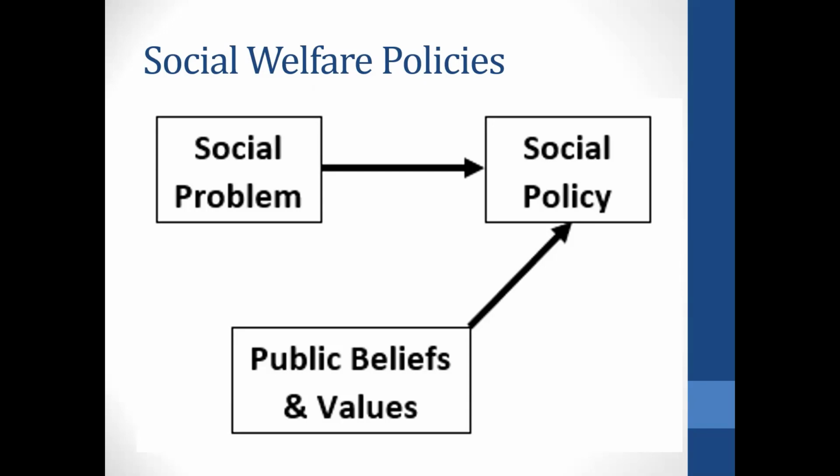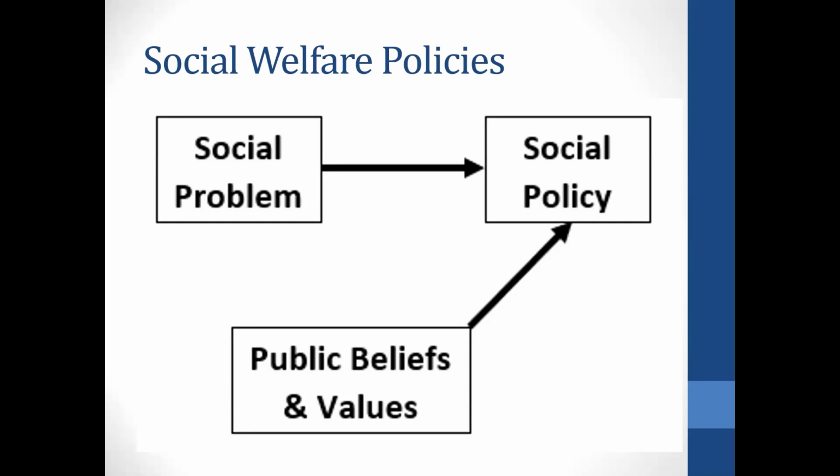So when we think about social welfare, we have different social welfare policies that are implemented, such as WIC, TANF, food stamps, affirmative action. All of these are social welfare policies or programs that we have. All of these policies or programs have developed from a social problem. So we don't just come up with something out of the blue. All of them result from a known social problem.